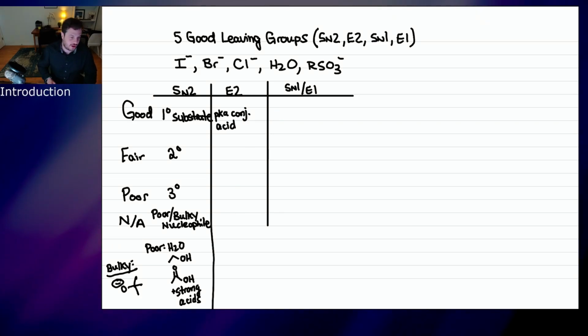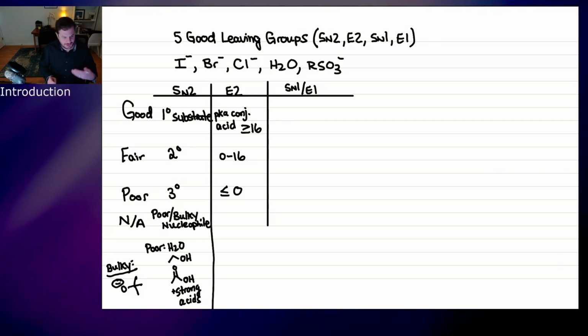So if the pKa of the conjugate acid is greater than or equal to 16, we consider that good. Between 0 and 16 is fair, and less than or equal to 0 is poor. I'm going to do some examples so that you remember how to do this.